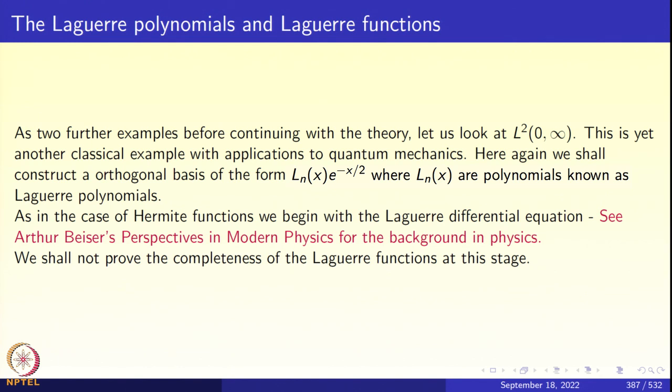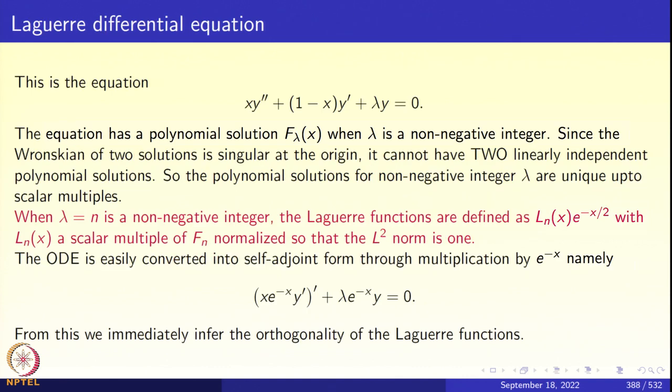As in the case of Hermite functions and Hermite polynomials, for the case of the Laguerre polynomials, we begin with the Laguerre differential equation. These are also of importance in quantum mechanics. See Arthur Beiser's Perspectives of Modern Physics for how it arises in the study of quantum mechanics. We shall not discuss the completeness of the Laguerre functions at this stage. We shall just give a brief sketch of the differential equation and the orthogonality of the Laguerre functions.